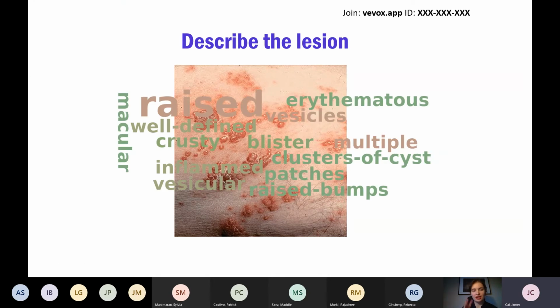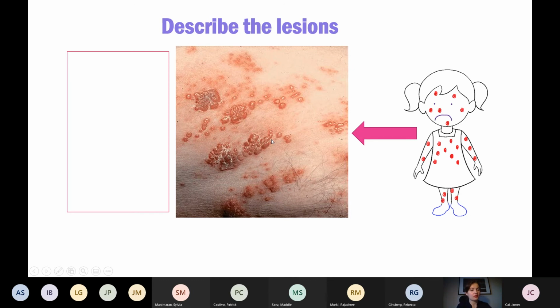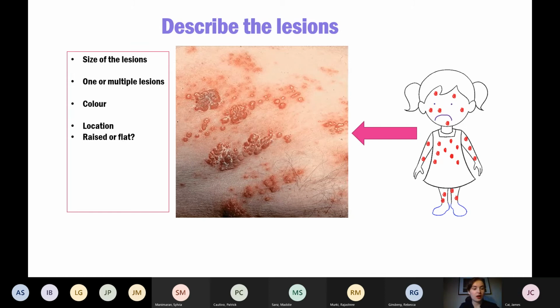Fantastic. So we've got raised. That's good. It's always good to say is something flat, is something raised. Yeah, blistered, crusty, patches, vesicular is another good word. So I think we can move on. These are all good descriptors. For dermatologists, the big things they like are location, raised or not raised, one or multiple lesions, and color.